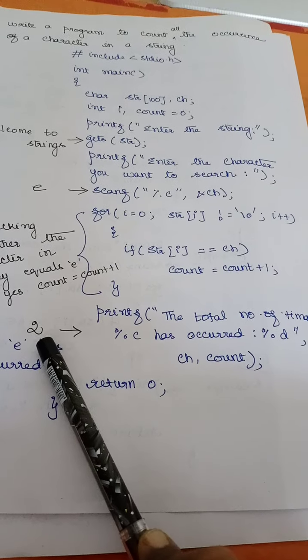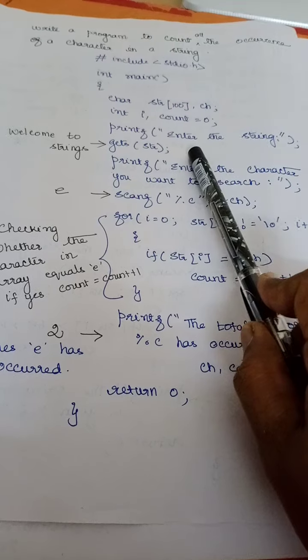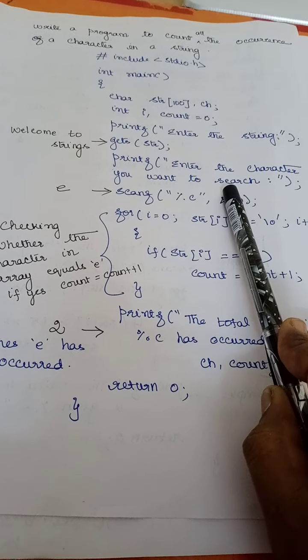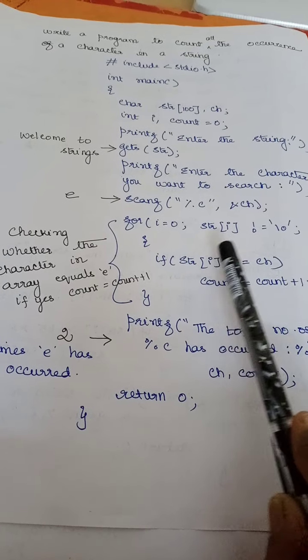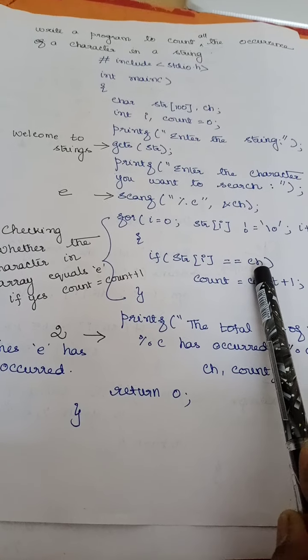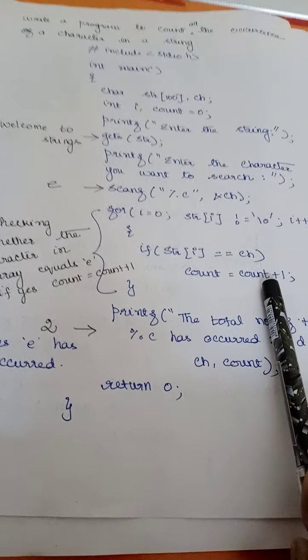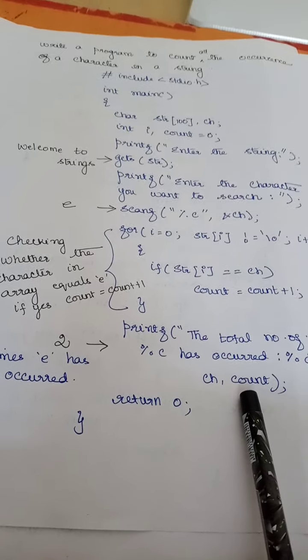Is that clear? So first I am reading the string. I am getting the character that I want to search. That means the occurrence. So here I am checking each and every character with the character which I have read. If it is equal, I am incrementing my count value, and then I am just printing the count.